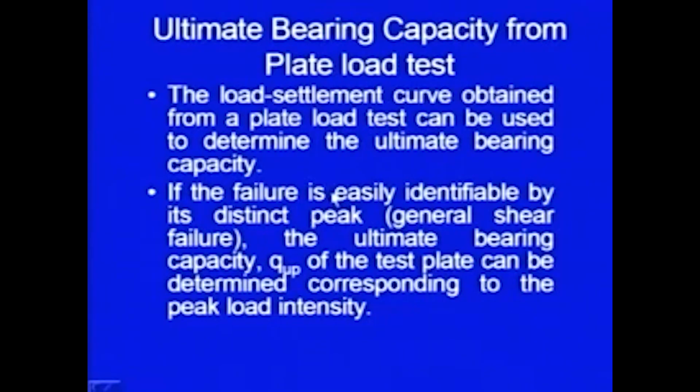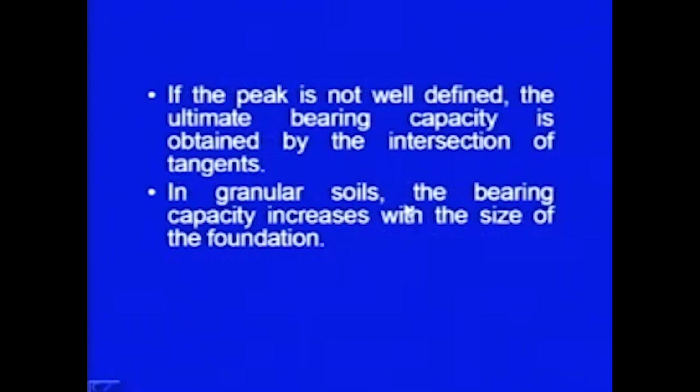Now, let me go to how you can calculate ultimate bearing capacity from the plate load test. The steps are: the load settlement curve obtained from a plate load test can be used to determine the ultimate bearing capacity. You have to get this load settlement curve. If the failure is easily identifiable by its distinct peak, that means a general shear failure, then the ultimate bearing capacity QUP of the test plate can be obtained, which I have already discussed. If the peak is not well defined, the ultimate bearing capacity is obtained by intersection of tangents. I have shown you that using two tangents, the double tangent method, you can find the ultimate bearing capacity if it is not a well defined peak.